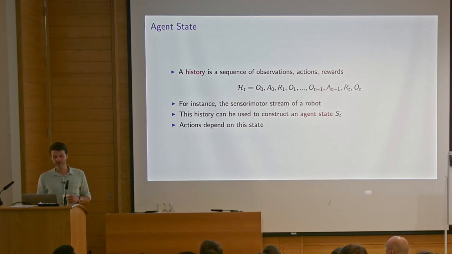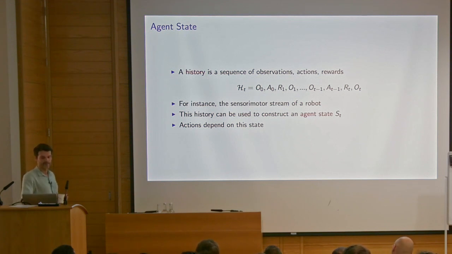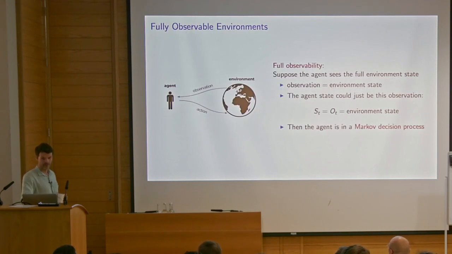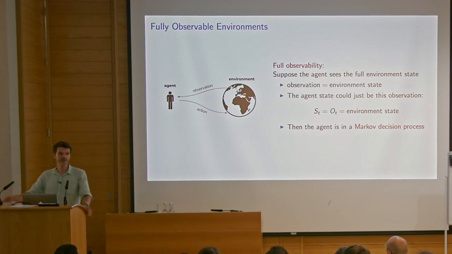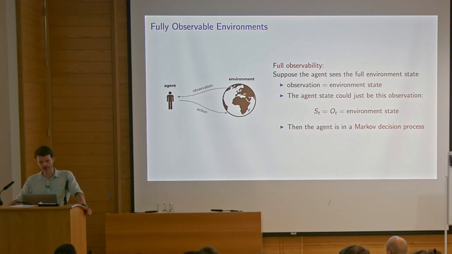The history can then be used to construct an agent state, which we'll denote S_t. And the future action will depend on this state. As I said, if the world is fully observable, we could think about the observation just being the full state of the environment. Then the agent can just use this observation, and the agent is then in what is called a Markov decision process.